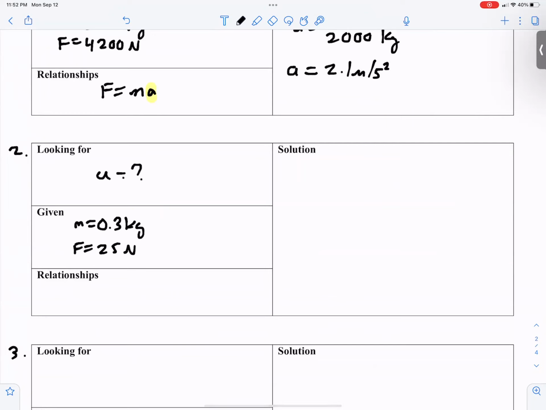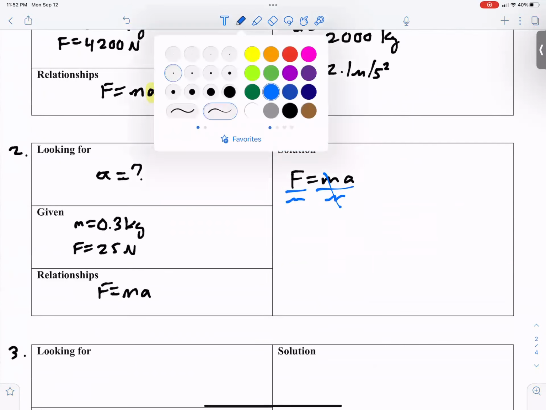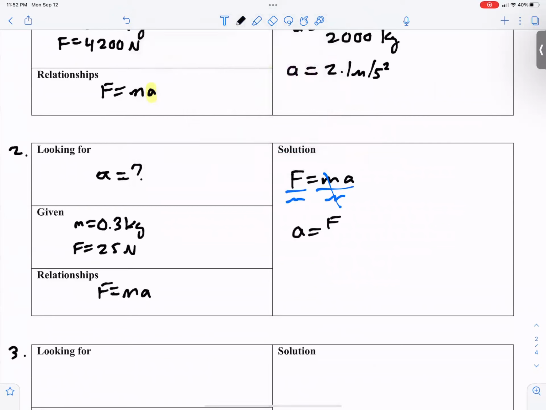Again, we're looking for A. And again, the original equation is net force equals MA. And again, we're going to divide away the mass in order to get A by itself. So A is equal to F over M. F in this case is 25 newtons over M, which is 0.3 kilograms. And 25 divided by 0.3 gives us about 83 meters per second squared.